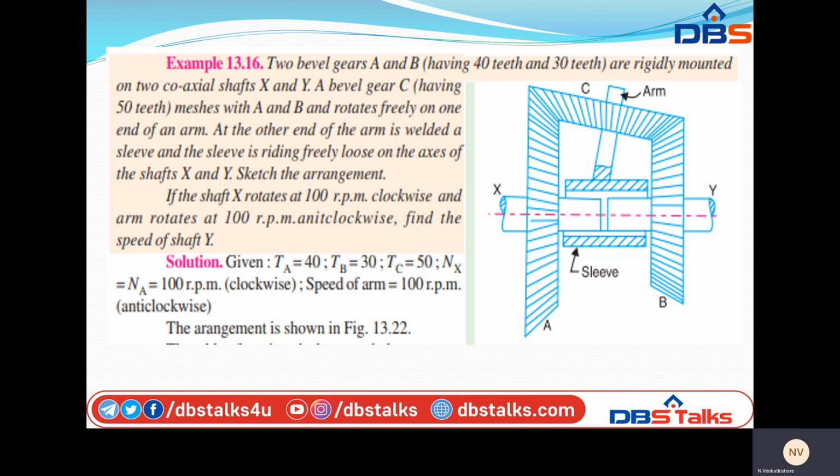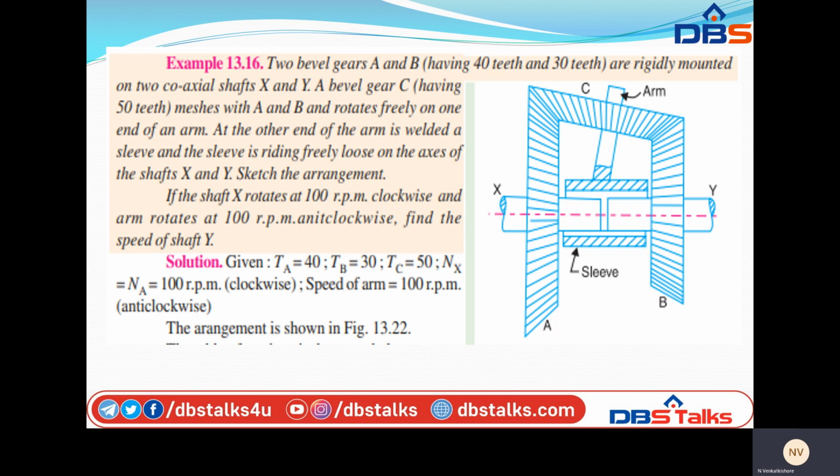A bevel gear C having 50 teeth. So TA is equal to 40, TB is equal to 30, and TC is equal to 50. This meshes with the gear A and gear B, and rotates freely on one end of the arm. At the other end of the arm is welded a sleeve, and the sleeve is loosely fitted on the axis of the shafts X and Y. Sketch the arrangement.